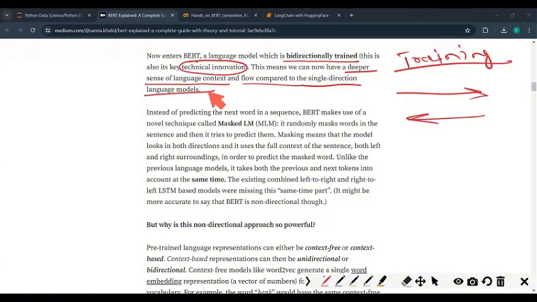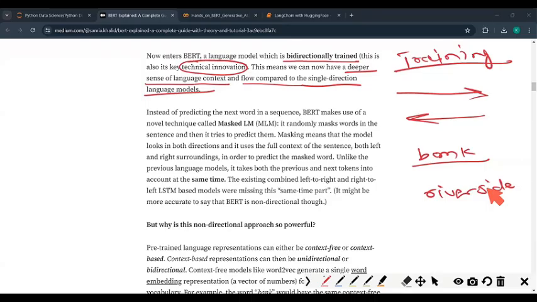So when you're looking at something from both sides, you can understand things better. Suppose there is a word "bank". I'll show you an example. Now, is this bank referring to the financial institution, the bank where we go and open an account, or is it talking about the riverside? The riverside is also called a bank. So is it referring to the financial institution, or to the riverside?